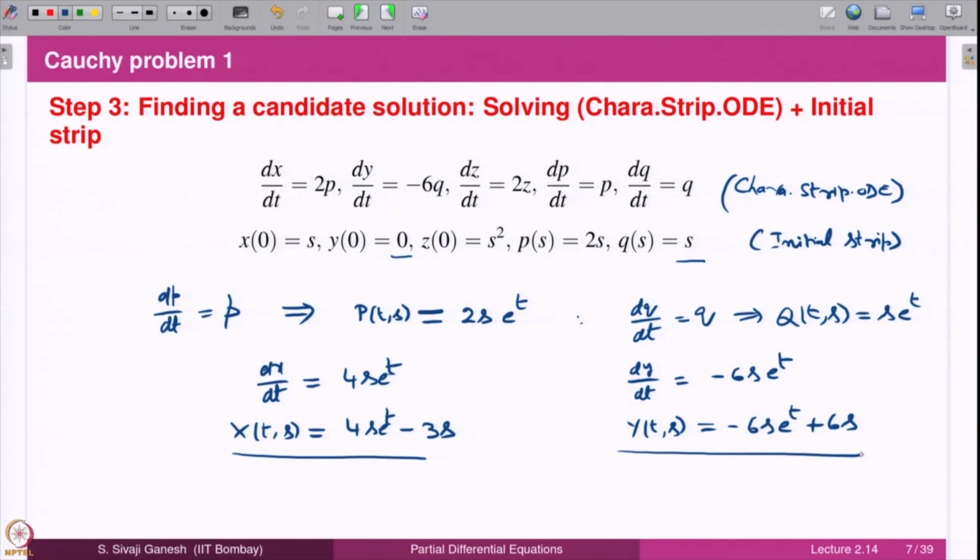Now, we need to find s and t in terms of x and y. Before that, let us also solve dz/dt. To solve dz/dt, we do not need any information because it involves only z. That gives us z(t,s) is equal to e^{2t} into a constant, and that constant has to be s squared. So, what I need to know to find the solution is t and s in terms of x and y. That is what the theorem says. Solve for t and s from these equations.